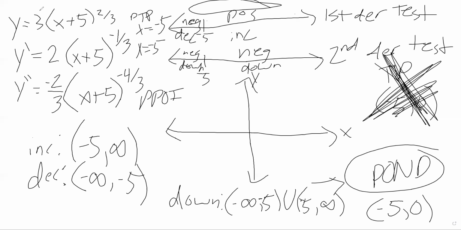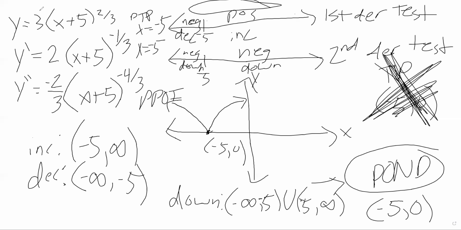Okay. So now we can get to graphing. We know that we have a point at (-5, 0). That's our POND. So now we can look to the left of that point. We have a negative, downward slope. So we have a negative slope, and we know that it's concave down. So it's going to look something like that. Then to the right of -5, we have a positive slope with concave down. It's going to look something like that.